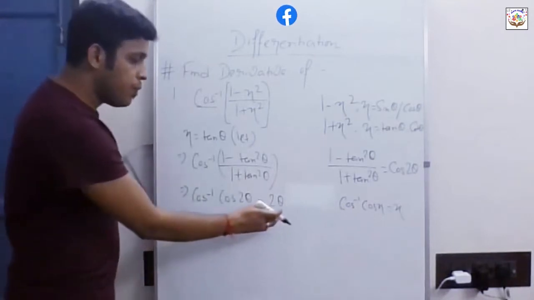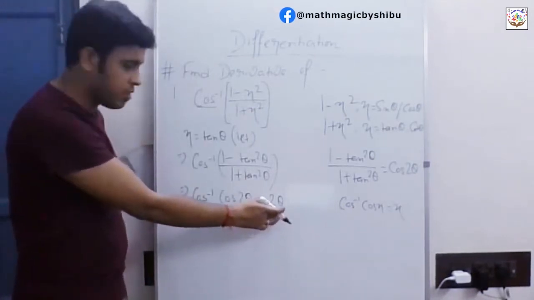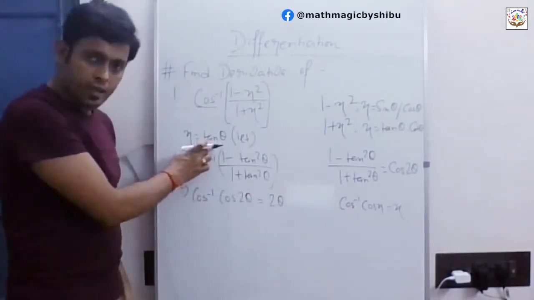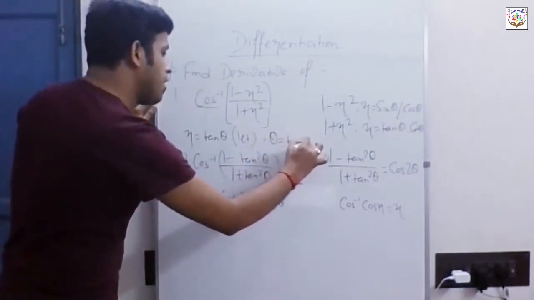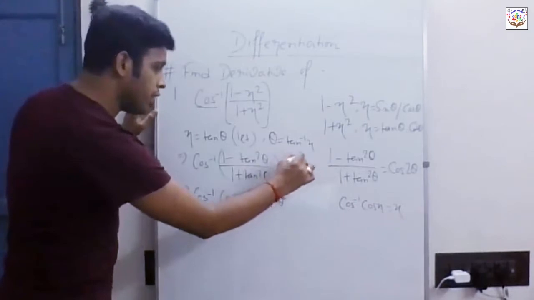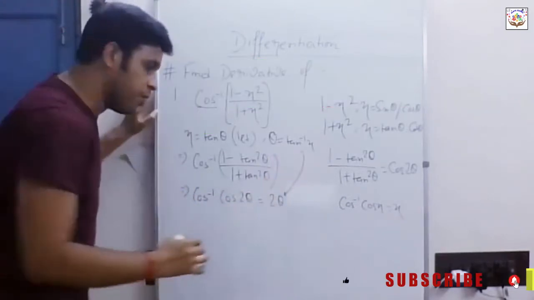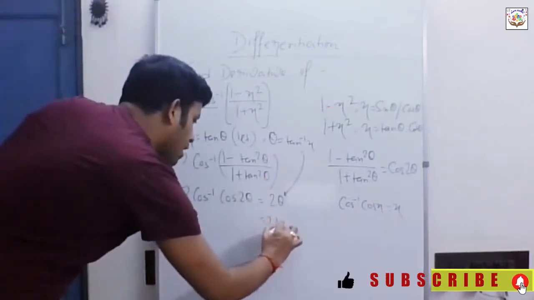But we need to replace theta in terms of x. As x equals tan theta, can we write theta equals tan inverse x? So we will put this value into theta. So it would be 2 tan inverse x.